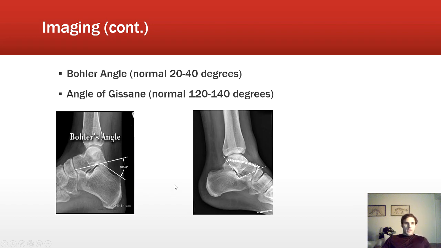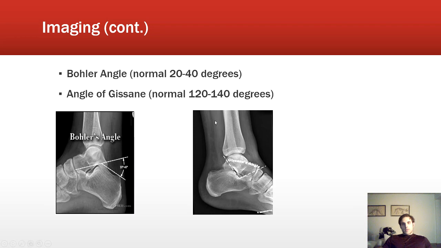Another measurement that you can take is the critical or crucial angle of Gissane. I've heard it said both ways. And this is taken by drawing a line basically in the area of the sinus tarsi, and you're drawing it from the deepest portion to the superiormost portion of the anterior facet here, and then you're drawing another line parallel to this progression up to the posterior facet here. Normal is between 120 and 140 degrees.